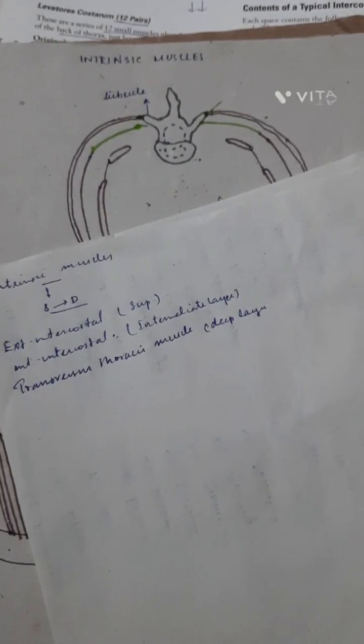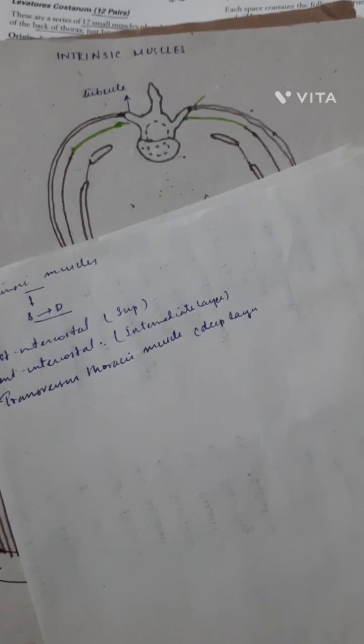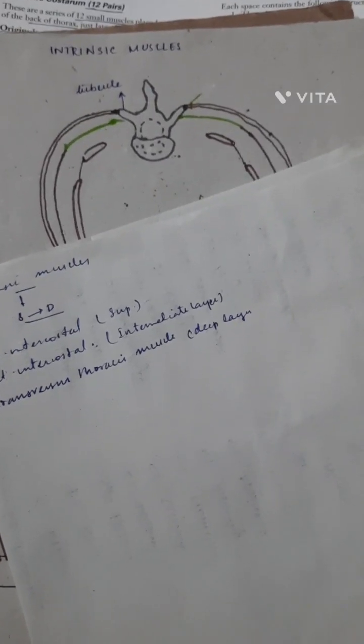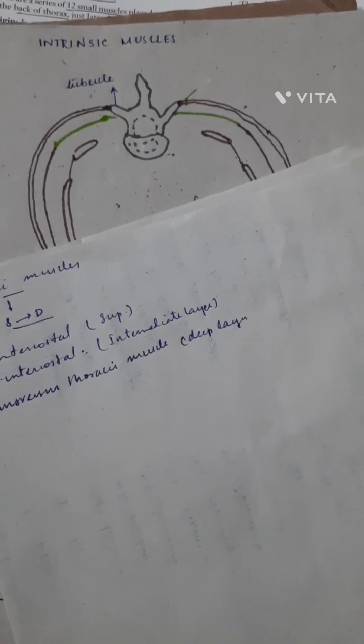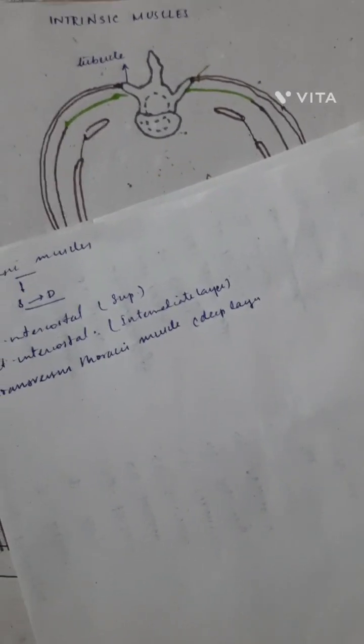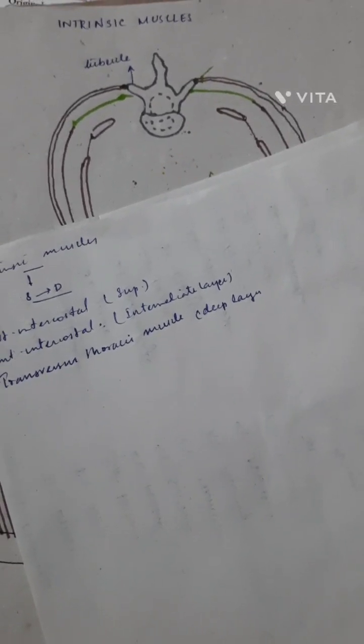Hi guys. So today we will learn about the intrinsic muscles of the thoracic wall. The thoracic wall is an essay question which includes intrinsic muscles, intercostal muscles, intercostal nerves, etc. So we'll do this question in parts. Today we'll learn about the intrinsic muscles of the thorax.